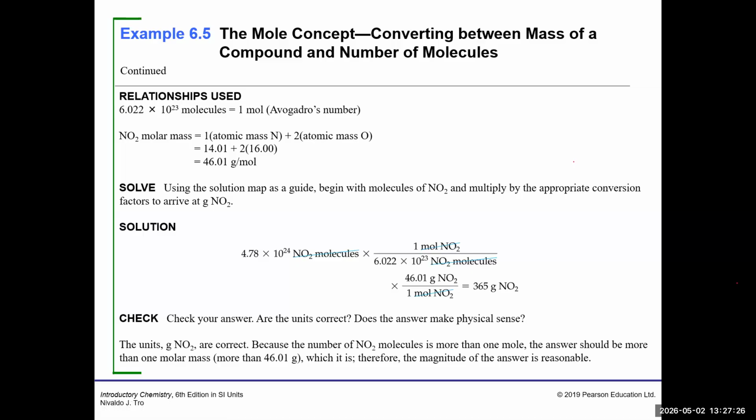Then we say multiply by 46.01 grams of nitrogen dioxide times 1 mole per 1 mole of nitrogen dioxide. We do the multiplication, cancellation, and stuff. That one is just very trivial. All right. Then we get 365 grams of nitrogen dioxide.